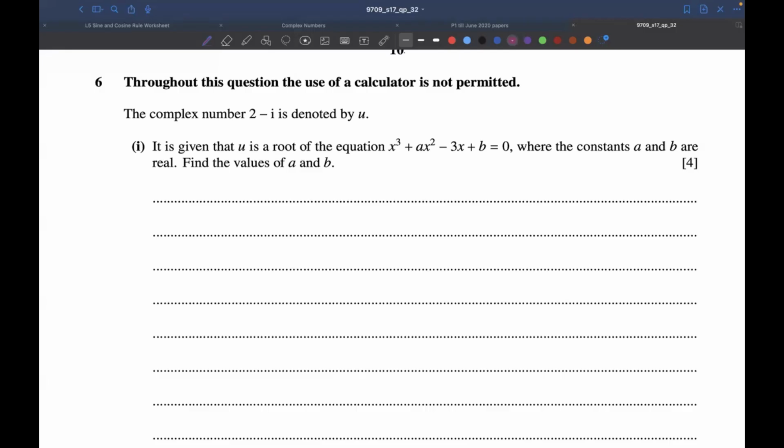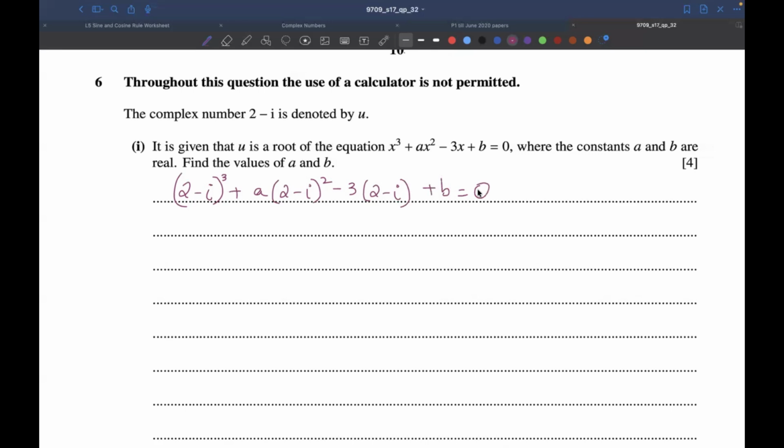In question number 6, it says that the complex number 2 minus iota is denoted by u. It is given that u is a root of the equation where constants a and b are real. We have to find the values of a and b. Now, if the complex number 2 minus iota, which is represented by u, is a root, then in place of x we can write this value 2 minus iota. So we write 2 minus iota whole cube plus a into 2 minus iota whole square minus 3 into 2 minus iota plus b is equal to 0.